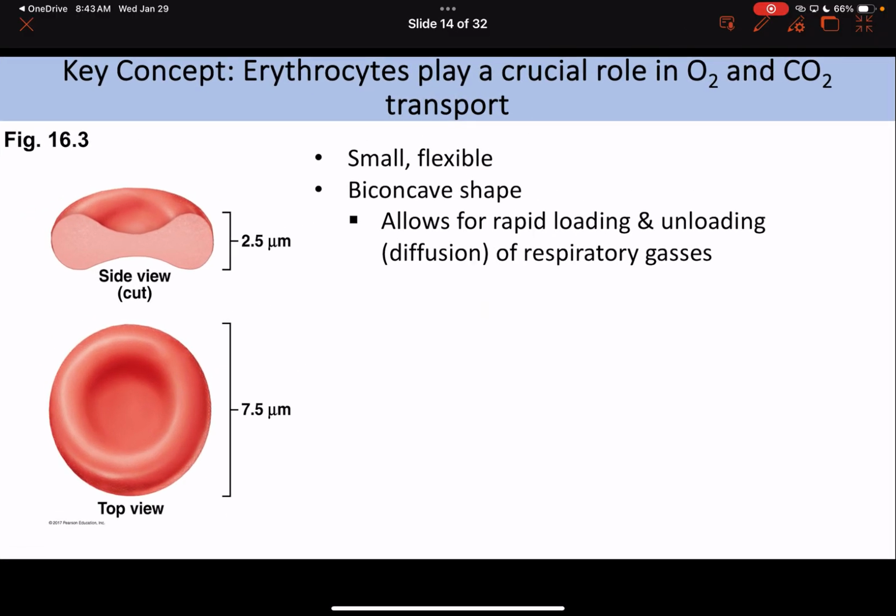And so this biconcave shape, this really thin wall in the middle, allows for rapid loading and unloading or diffusion of our respiratory gases. And what are our respiratory gases? CO2 and O2. Those are our respiratory gases. O2 is needed for cellular respiration, for energy. CO2 is a waste product that we breathe out.